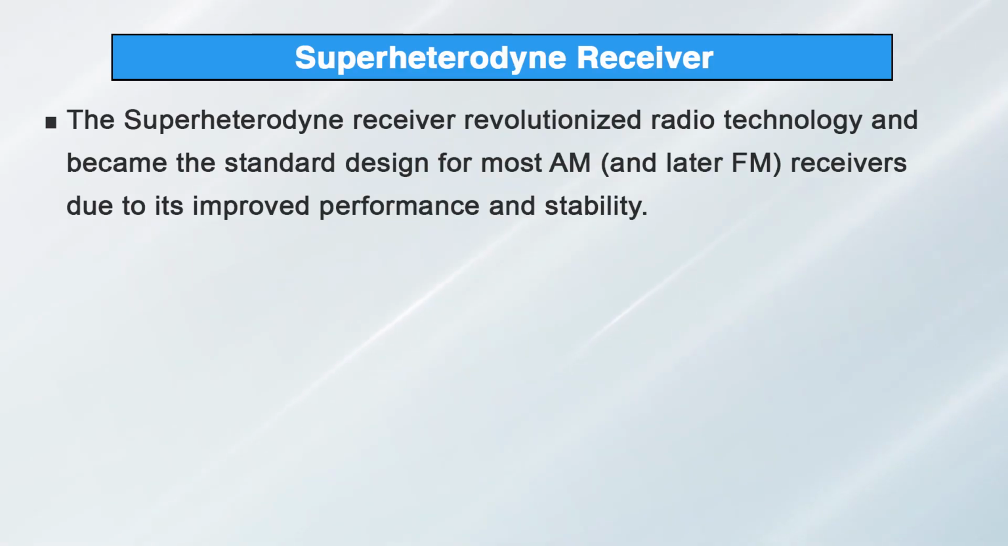Now, let us discuss the second type of receiver, that is the superheterodyne receiver. The superheterodyne receiver revolutionized radio technology and became the standard design for most AM and, later on, for FM also, due to its improved performance and stability. Here's how the superheterodyne receiver works and its key characteristics. First of all, let us deal with the design and operation part.